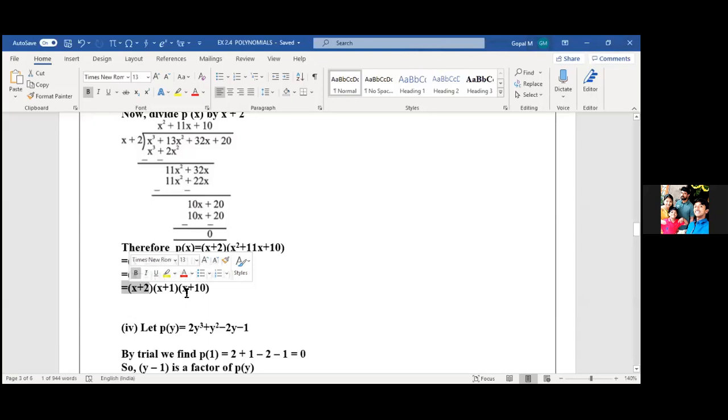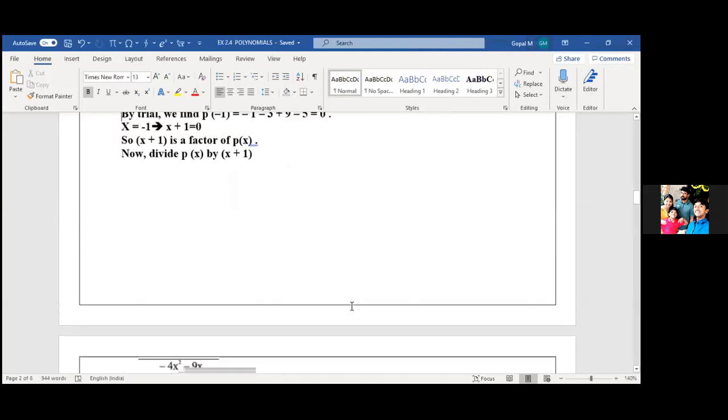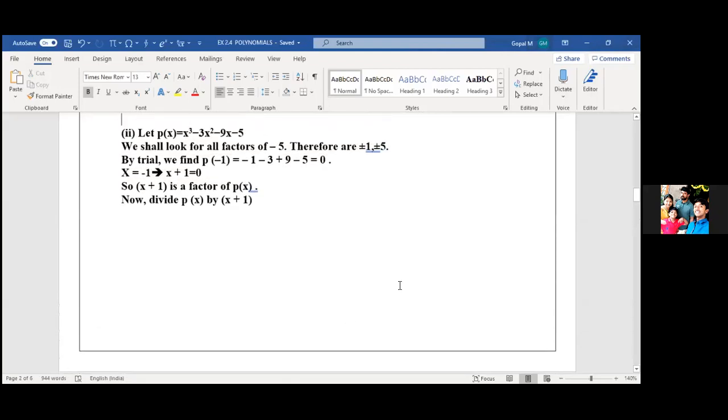Am I clear to everyone? Yes, ma'am. Anyone have doubt in this method? Ma'am, what if there are a few negative signs? Few negative signs, I explained in the second question, no? Second question. So negative sign is not a problem.